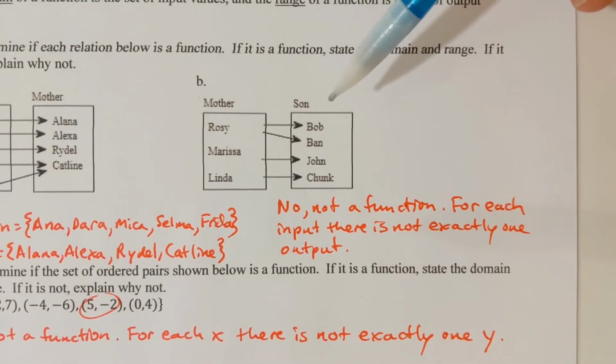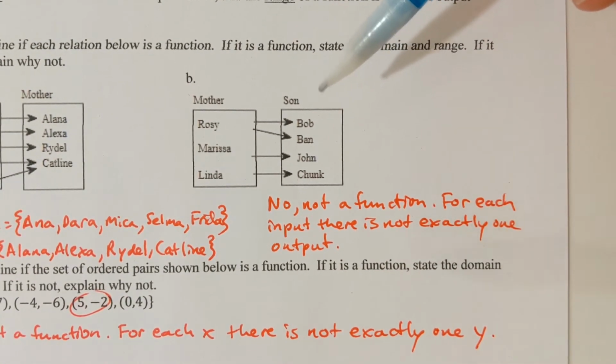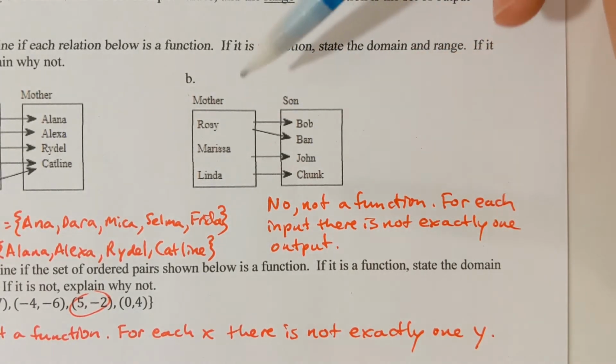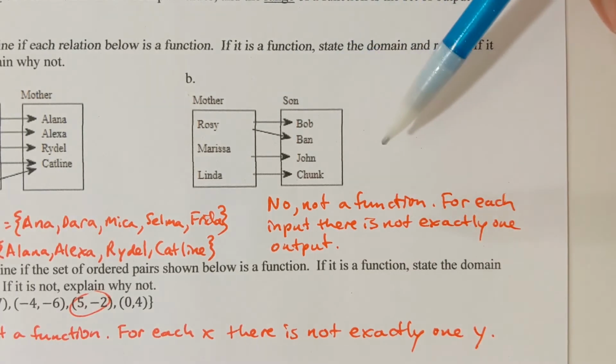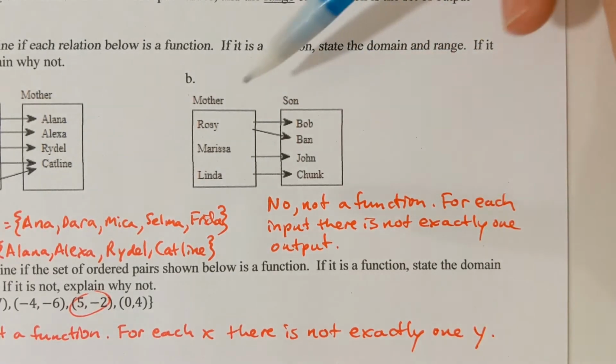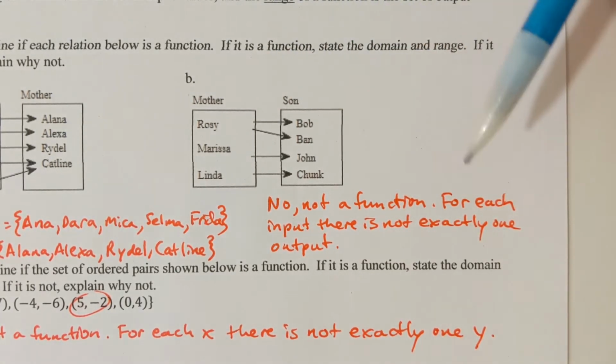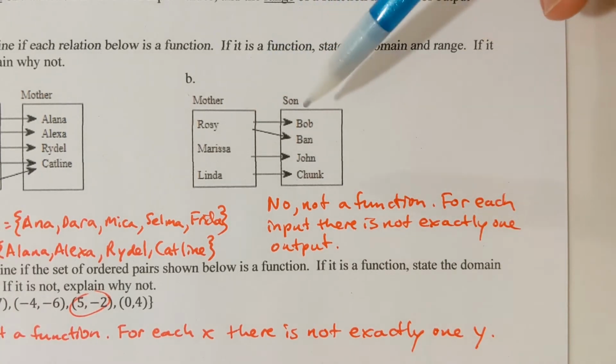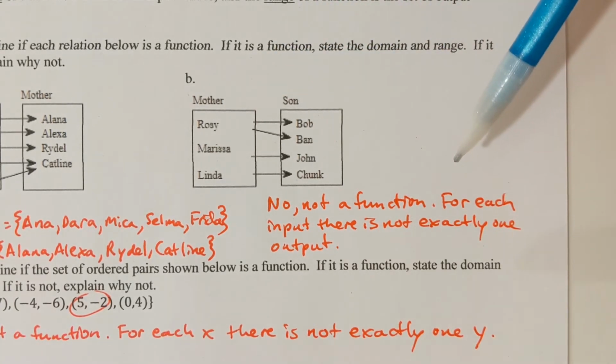Part B, okay, do we have a function here? No. For each input, there is not only one output, okay? Rosie has 2 sons, okay? A person can have more than one son, right? So we're not going to have a function since each input does not go to exactly one output, okay?